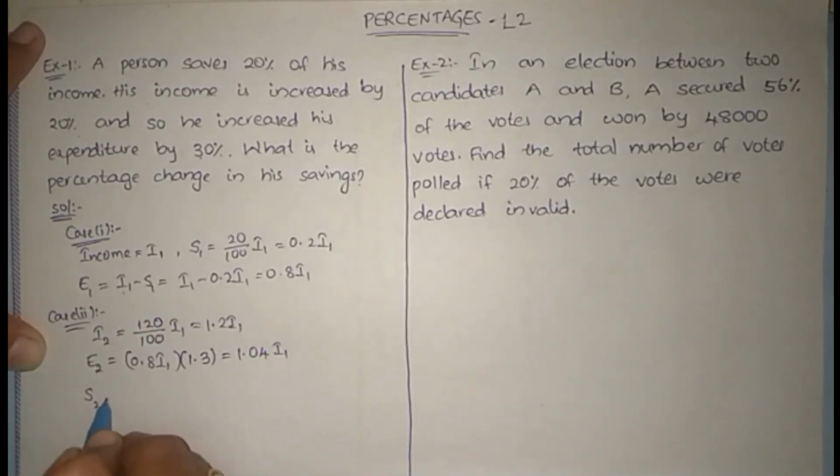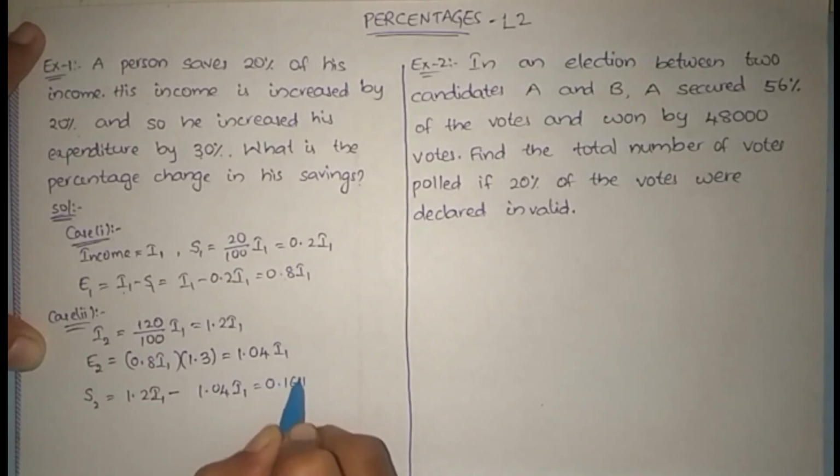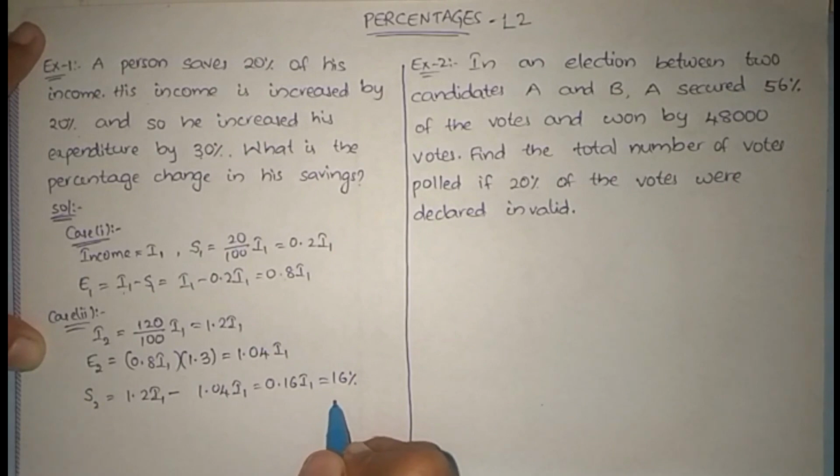So in case number 2, let us find out the savings. That is again income minus expenditure. That means 1.2 I1 minus 1.04 I1, which gives us the result as 0.16 I1. That is nothing but 16%.